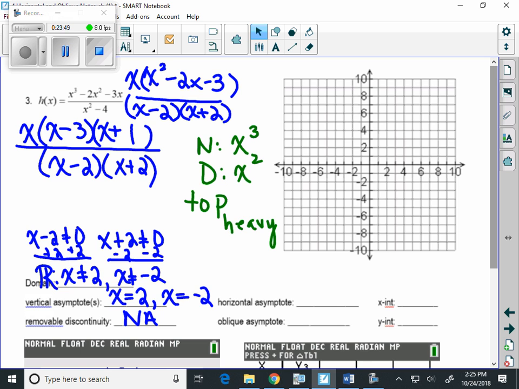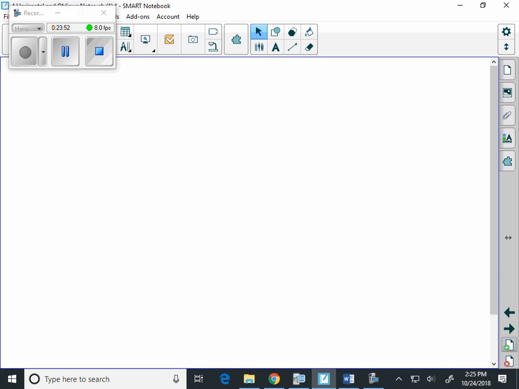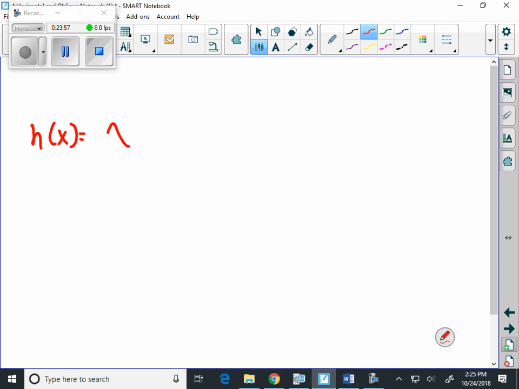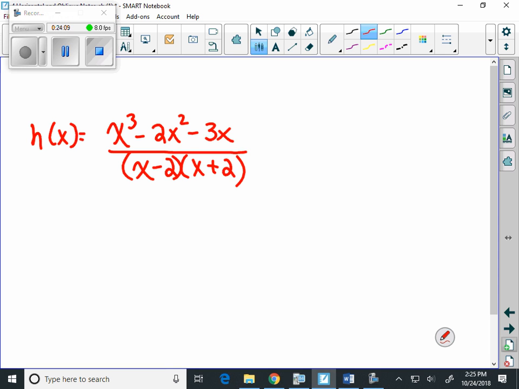In fact, I'm going to go to the next page just so I don't cram it all in. But again, the problem was h of x equals x cubed minus 2x squared minus 3x divided by x minus 2 times x plus 2. The way I wrote it, I don't have that top factored right now, but I need it in that format to do synthetic division. And if you think back, synthetic division is very finicky. It only works on specific cases.